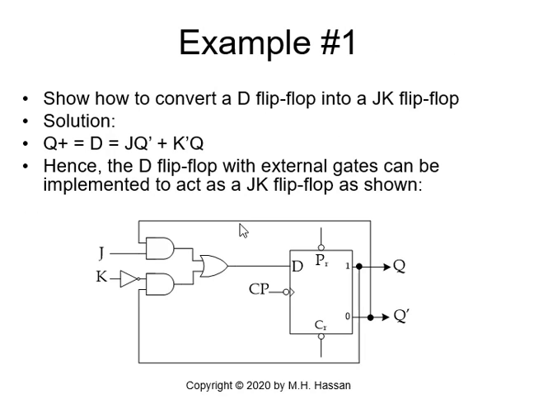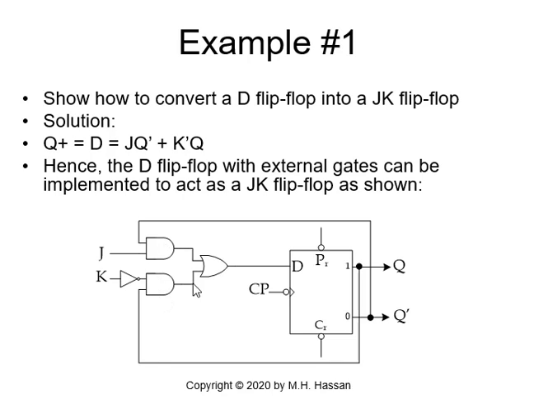We said we'll take a few examples to see the conversion. We'd like to show how to convert a D flip-flop into a JK flip-flop. Well, we just equate the two characteristic equations. We say Q plus is equal to D, which is equal to JQ prime or K prime Q. Hence, if we have a D flip-flop, we will derive the JK by placing the following circuit.